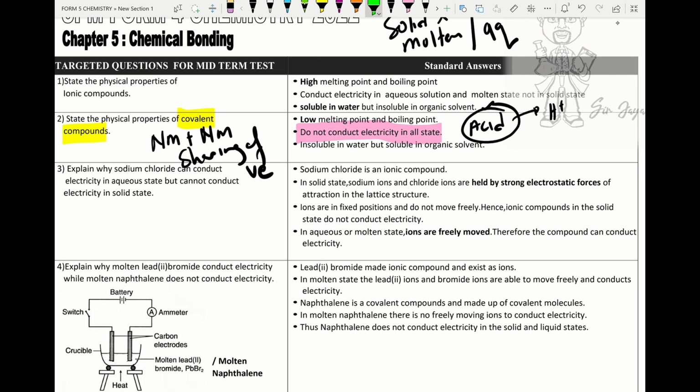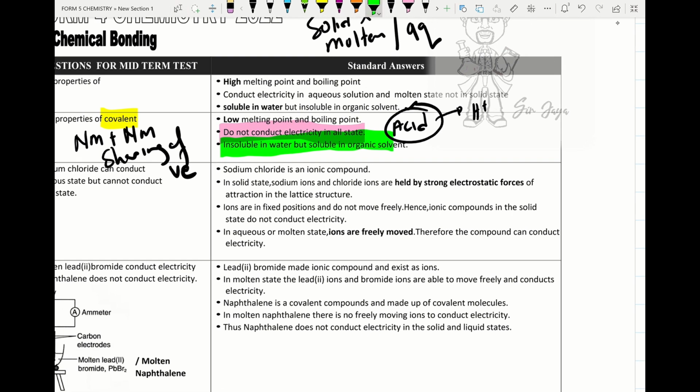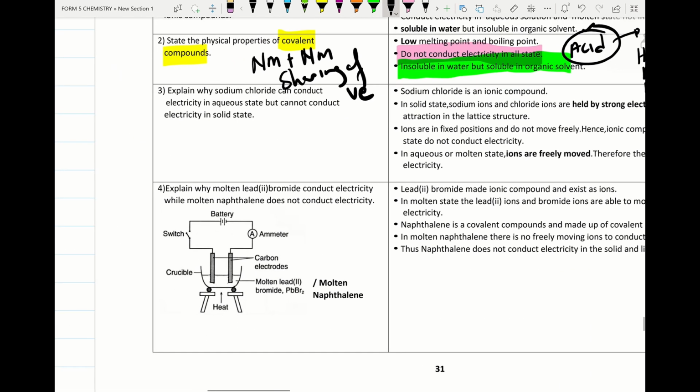All right, so next, all covalent compounds are insoluble in water but soluble in organic solvent, except halogen, acid, and one more, ammonia. These three can dissolve in water, and also in organic solvent. All right, so we move on to the next one.